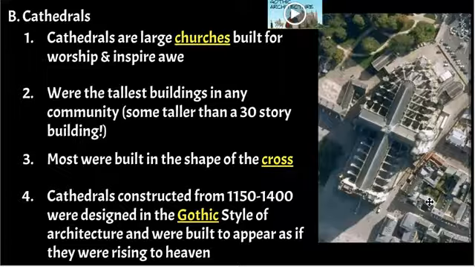Now, these cathedrals were mainly constructed from about 1150 to about 1400, and during this time period, cathedrals were designed in the Gothic style of architecture. They were built to appear as if they were rising to heaven, and Gothic architecture had quite a few interesting characteristics. So we'll watch a clip about that a bit later.